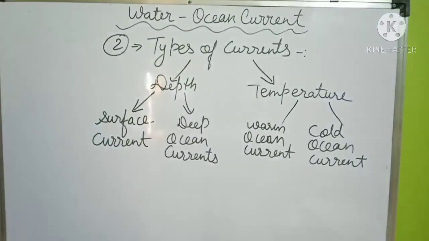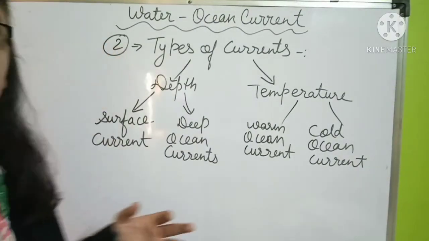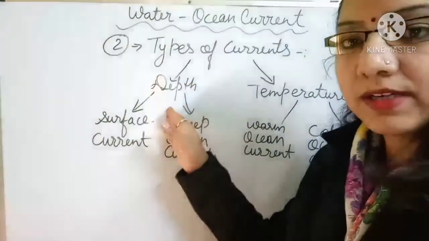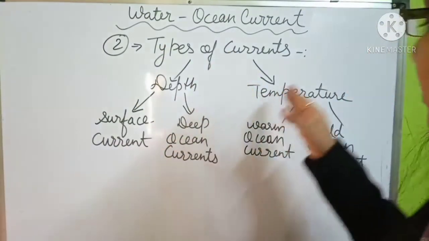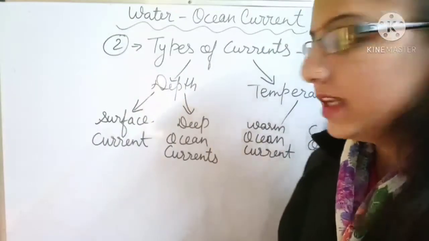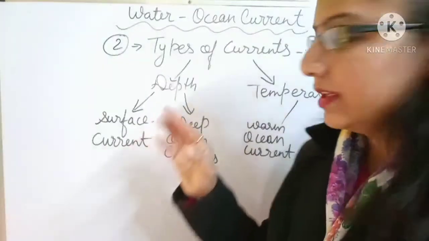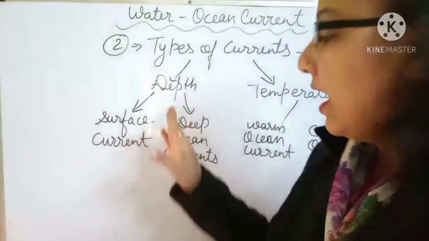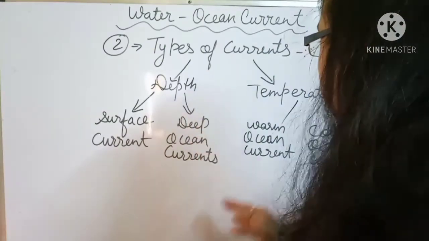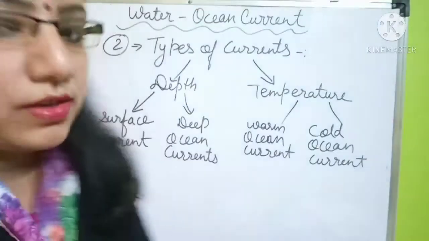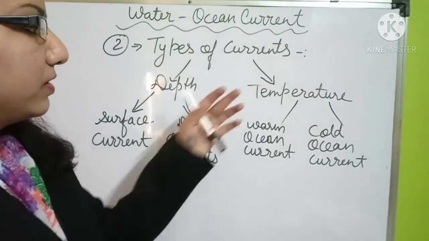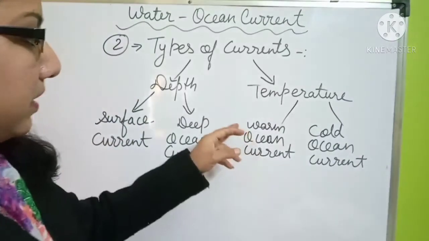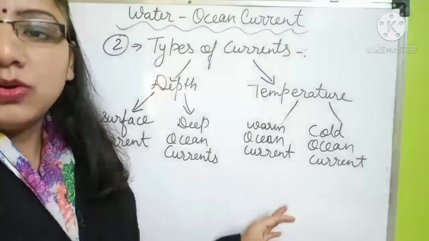So again you can see the types of currents are divided into two parts, on the basis of depth and on the basis of temperature. If we see on the basis of depth, the types are divided again into two types: the surface current and the deep ocean currents. Now if we see on the basis of temperature, the currents are again divided into two types, that is warm ocean currents and cold ocean currents.